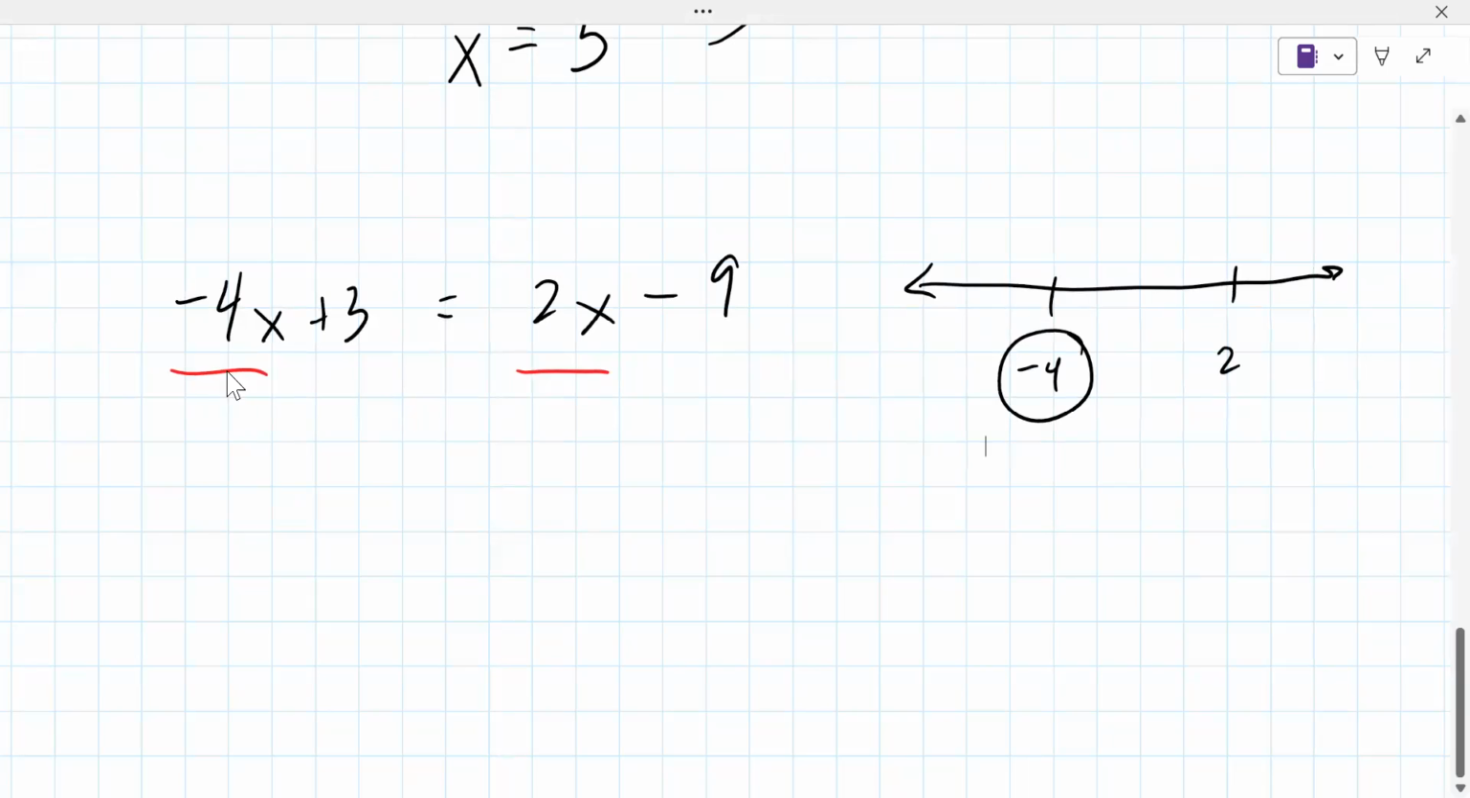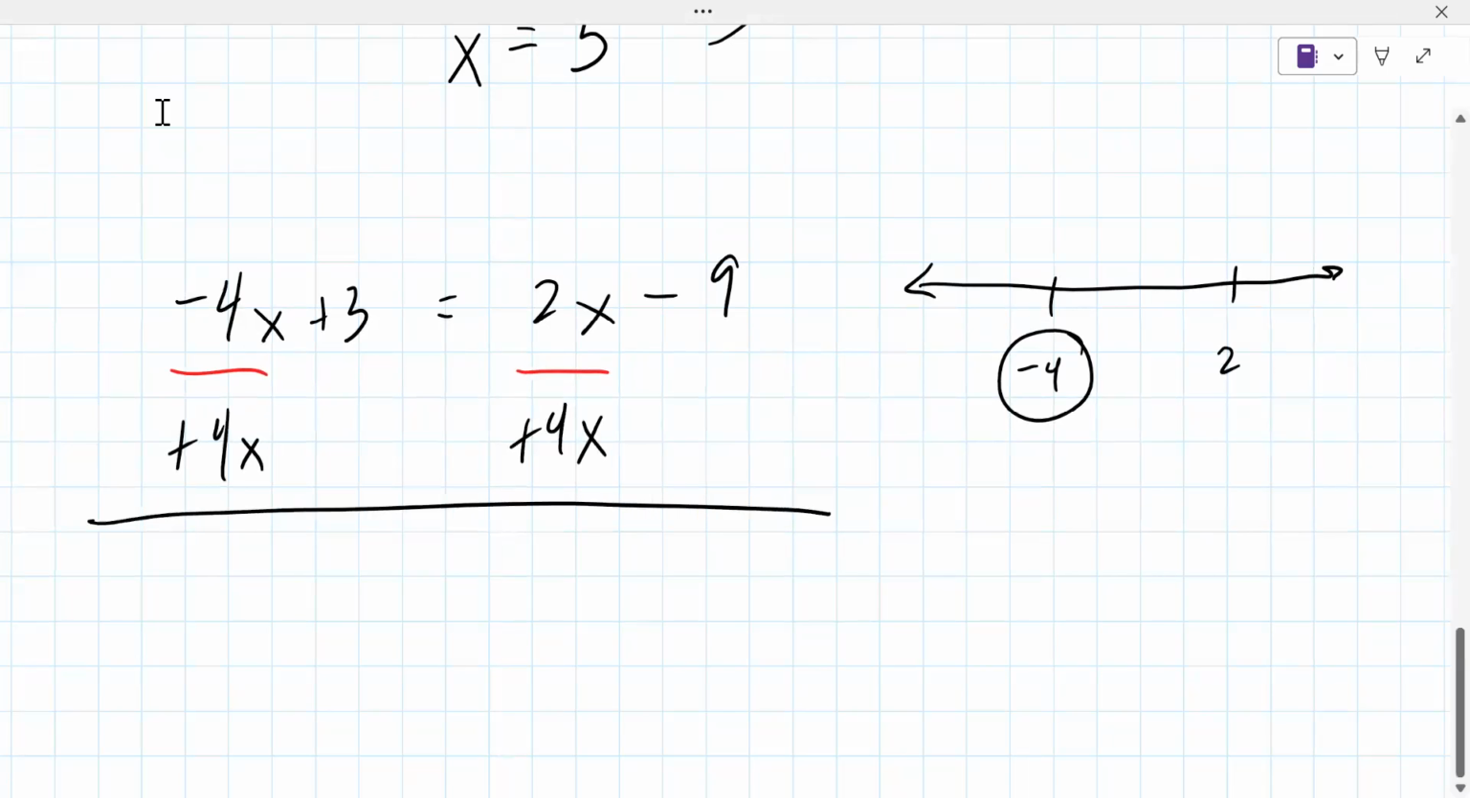So this time it's a little bit different. You're going to add 4x to both sides. So notice you do not always move to the left. You move from the smaller to the larger. Okay. So this becomes 3 equals, what is 2x plus 4x? That's 6x. Minus 9, like that.